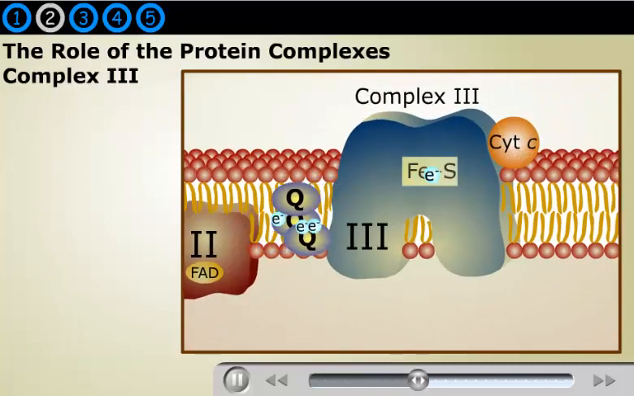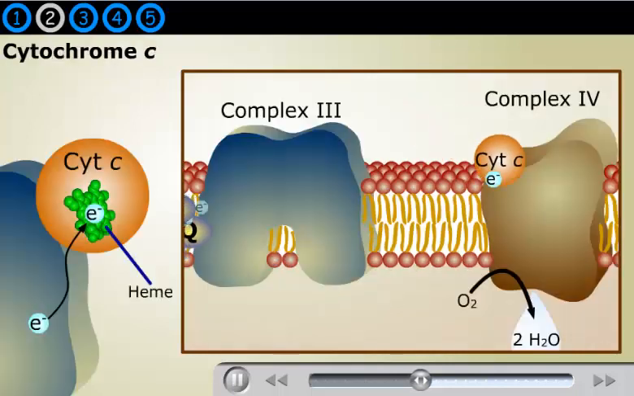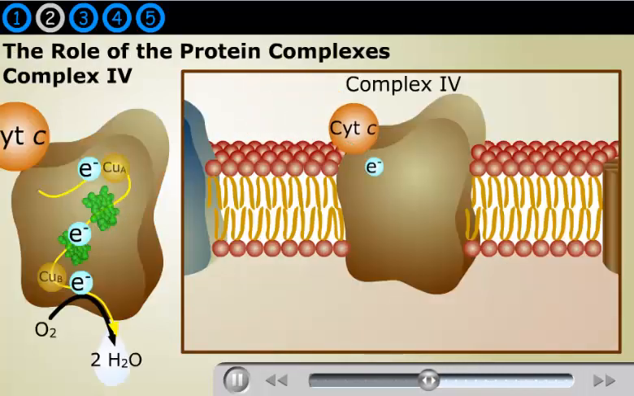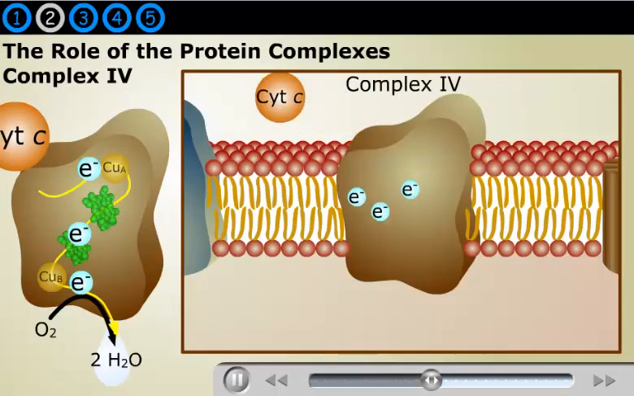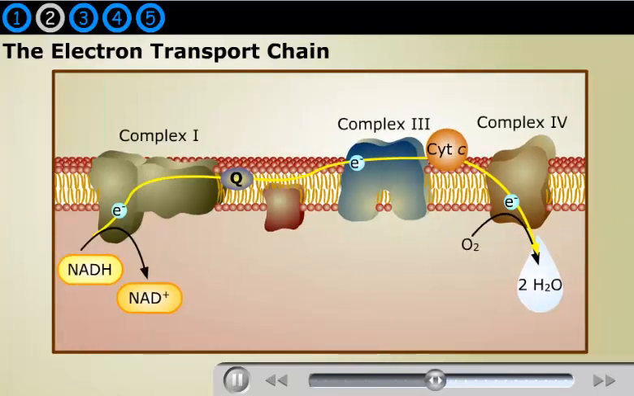Complex 3 passes the electrons from coenzyme Q to cytochrome C. Unlike coenzyme Q, which is hydrophobic and membrane-soluble, cytochrome C is hydrophilic and water-soluble. Cytochrome C shuttles electrons to complex 4. Complex 4 is the last complex in the electron transport chain. In complex 4, electrons are transferred through heme and copper centers to molecular oxygen. The transfer of electrons to molecular oxygen completes the flow of electrons through the transport chain.